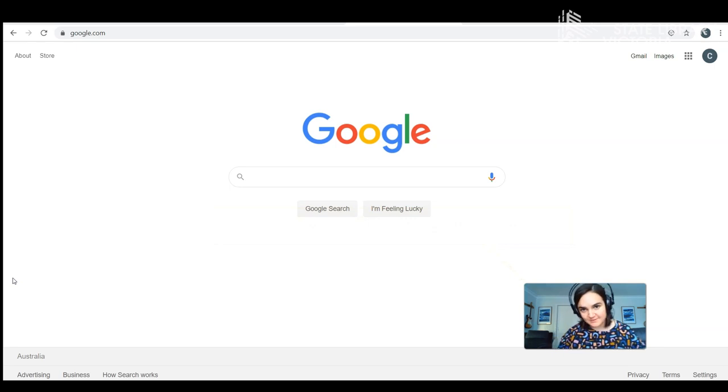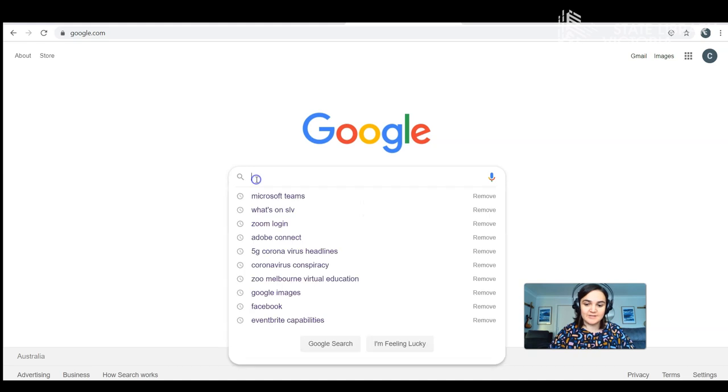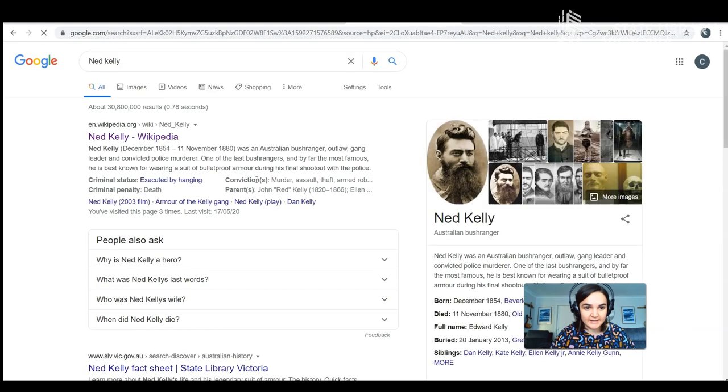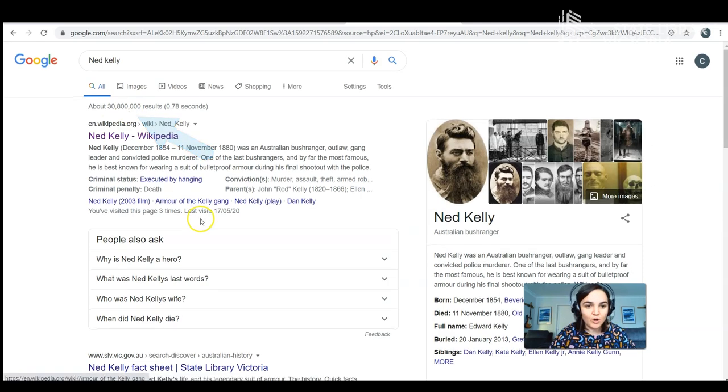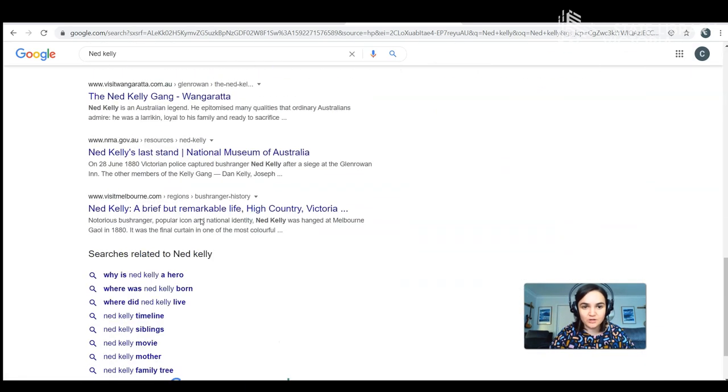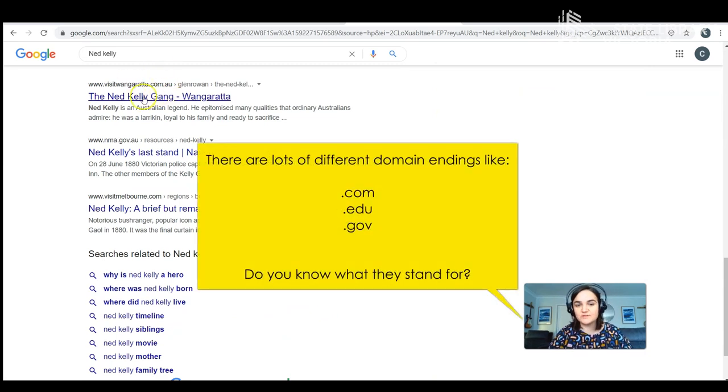So some of the top tips that we use at the State Library is to use domain endings. So if you're doing a topic, let's say we've got that topic that we had last week, is Ned Kelly a hero? Why not? And we use our keywords and we type in Ned Kelly, I get 30 million results, nearly 40 million results. Now, of all of these results through Google, a lot of them are going to have a domain ending .com. So there's lots of different types of domain endings, .com, .edu, .gov. That's what I mean when I say domain ending.